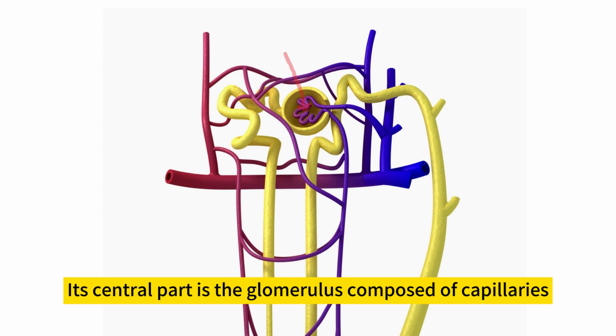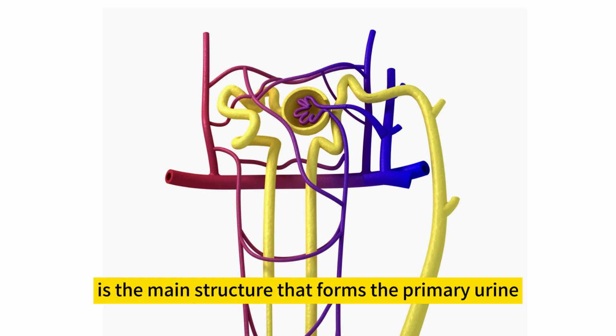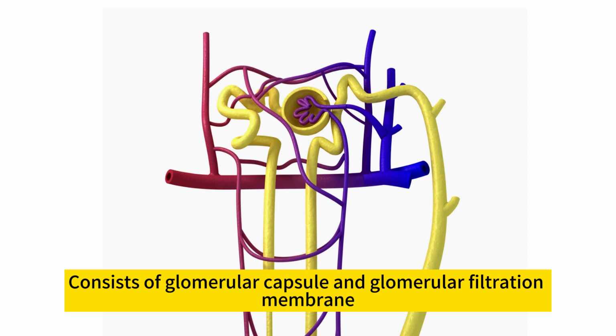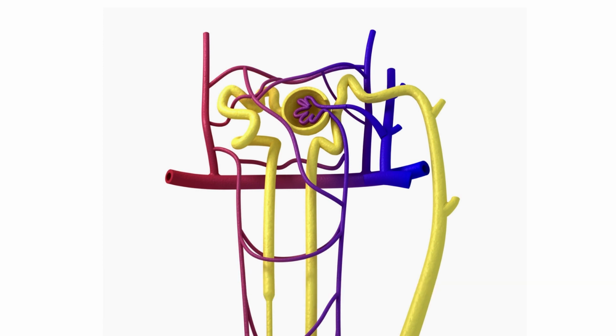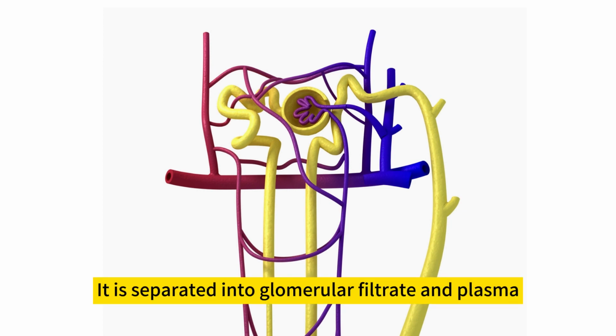Its central part is the glomerulus, composed of capillaries. The renal corpuscle is the main structure that forms the primary urine. It consists of the glomerular capsule and the glomerular filtration membrane. The renal corpuscle is responsible for filtering the blood, which is separated into glomerular filtrate and plasma.